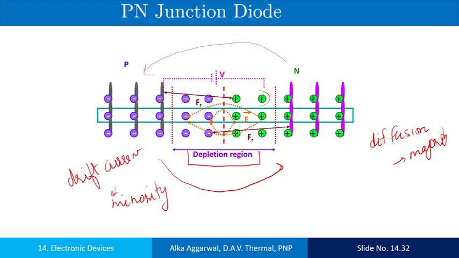The width of the depletion region is of the order of micrometers. It is not a very large width. The symbol of the p-n junction diode is this one. It represents the P region, it represents the N region, and this will be the direction of the current.